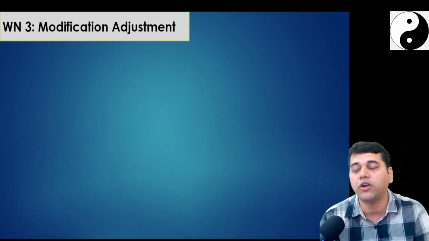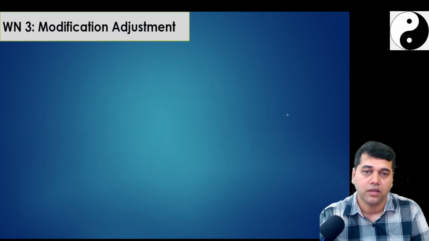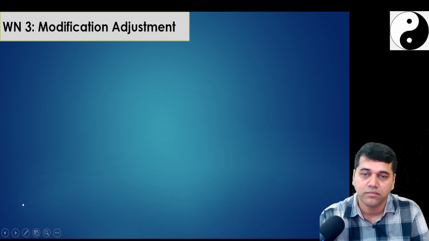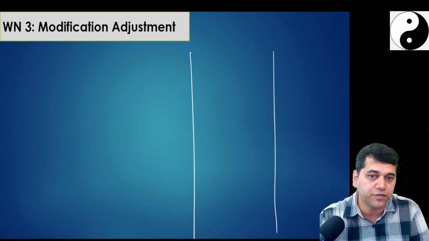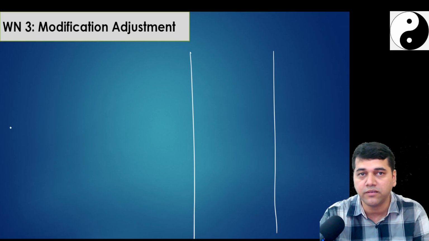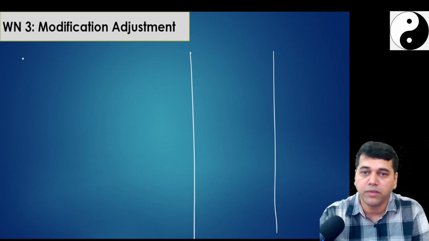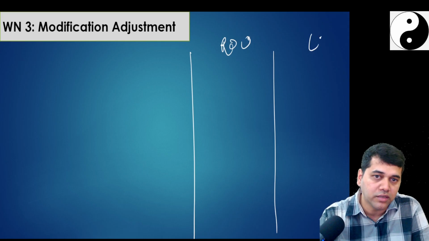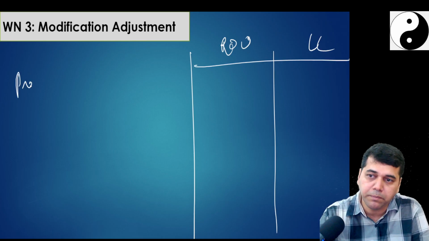Yes, now we will do the modification adjustment. I will draw two columns here. You should understand the difference, why we are doing this problem like this, unlike the previous problem, because both are different. I'll write ROU, lease liability. What is my pre-modification balance?